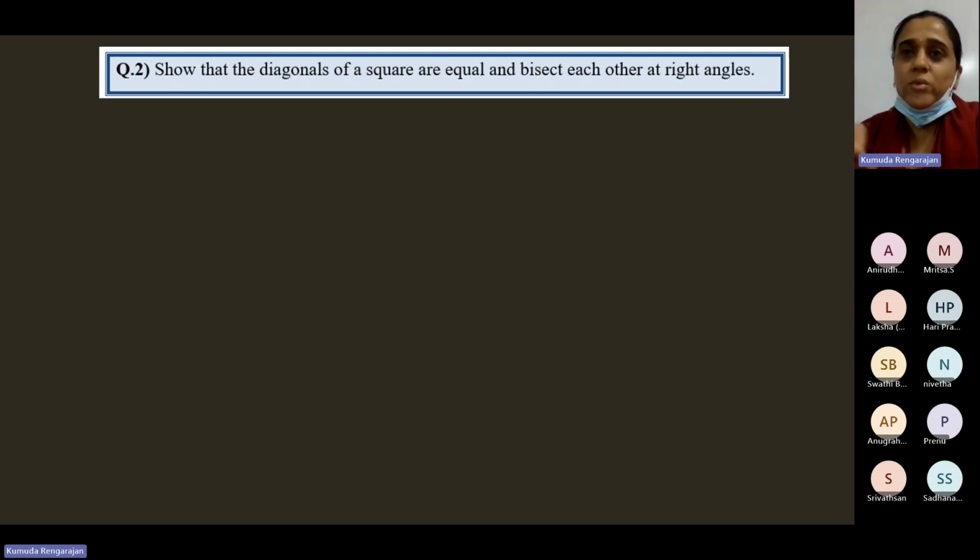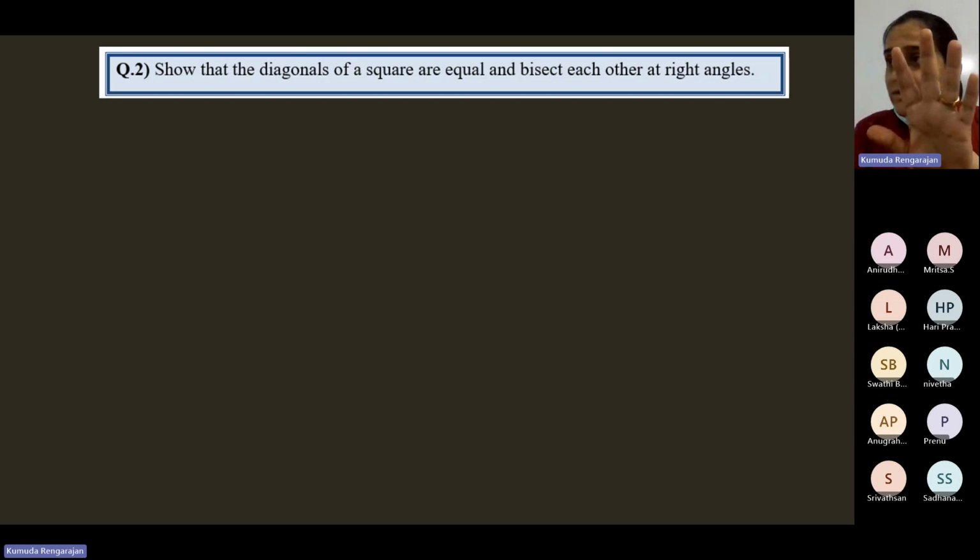Show that the diagonals of a square are equal and bisect each other at right angles. So the quadrilateral is given to be a square, and in the square, you'll have to prove three things. One, diagonals are equal. Two, diagonals bisect each other. Three, diagonals meet at right angles. The given quadrilateral is a square. You don't have to prove it's a square.